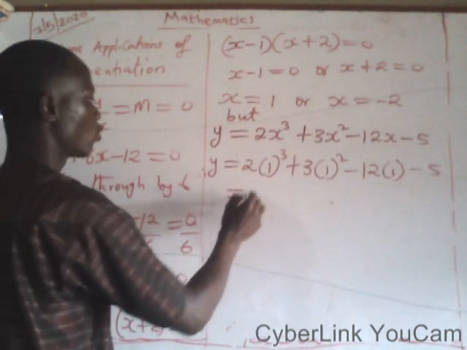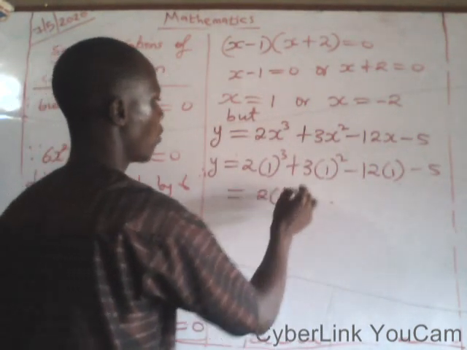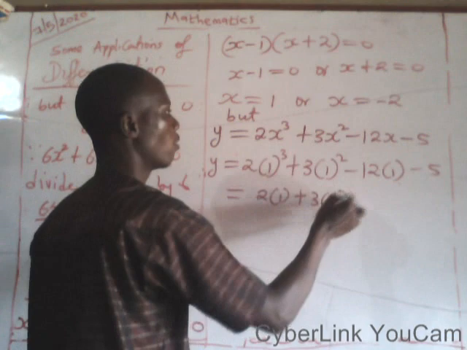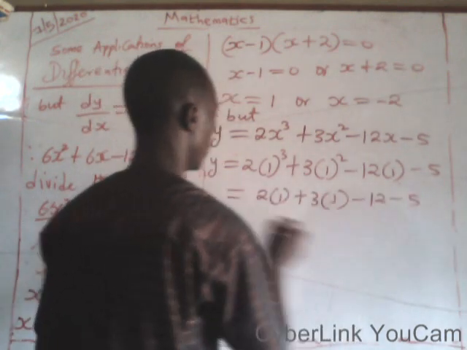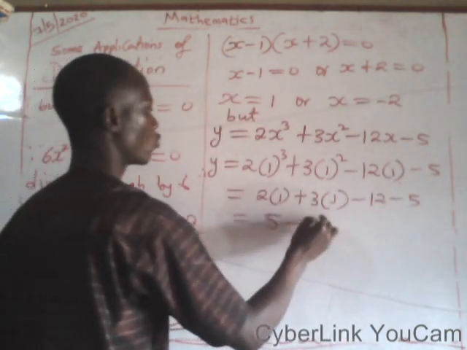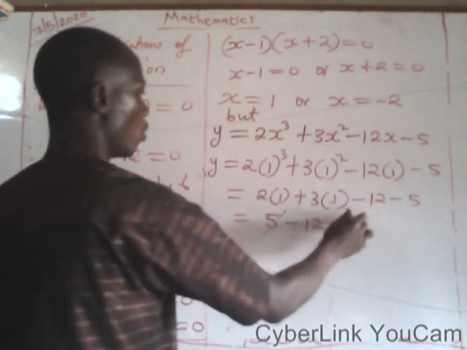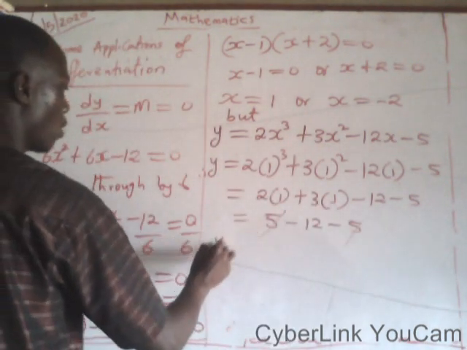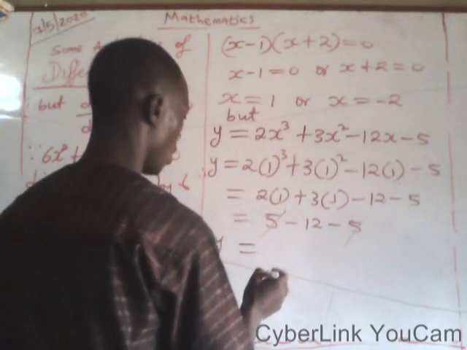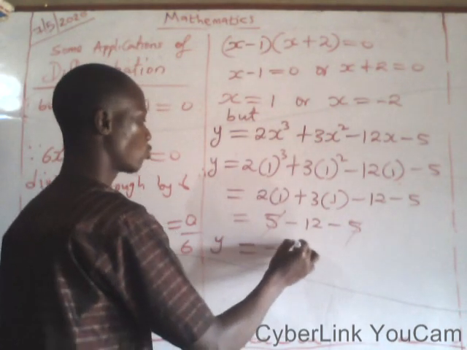So this is now equal to 2 into bracket 1 plus 3 into bracket 1 minus 12 minus 5. So this is equal to 5 minus 12 minus 5. So this and this will go. Then that means our y is equal to minus 12.